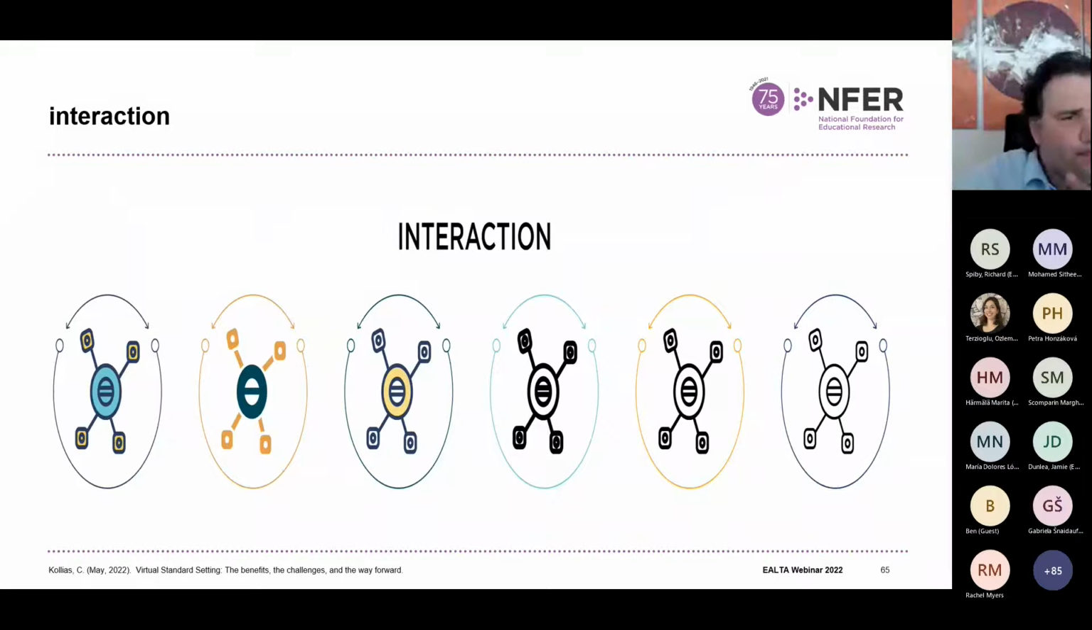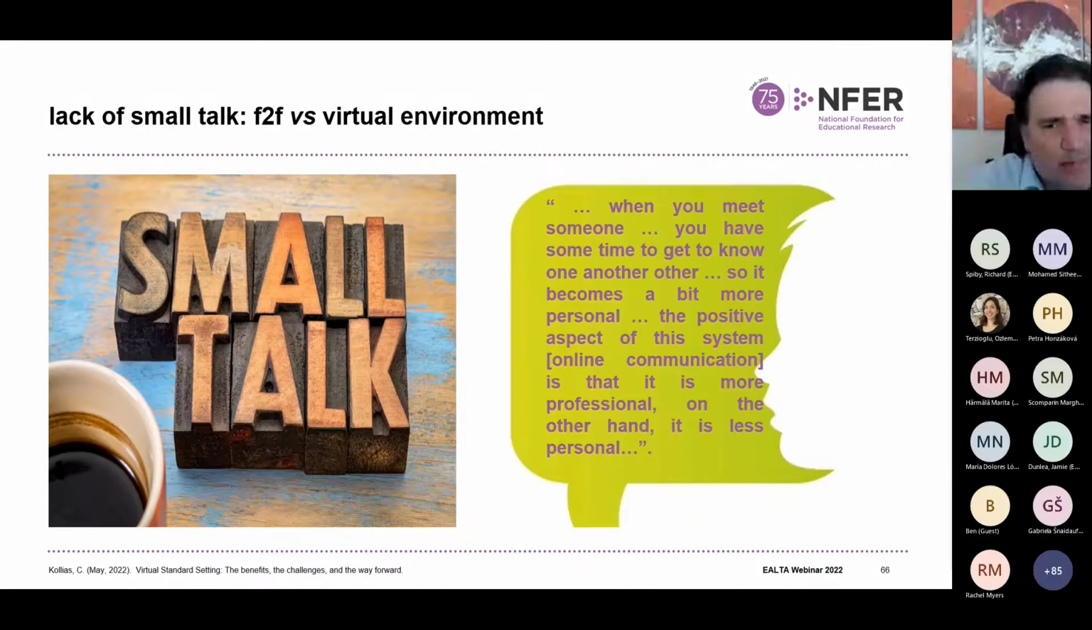Interaction. That was another theme that came up. Small talk. Now, the first main difference between virtual workshops and face-to-face workshops is that there was not much small talk taking place in the virtual environment. I mean, there's no place for them to go and meet even before, because if you're face-to-face, you're going to meet someone before you get into the room.